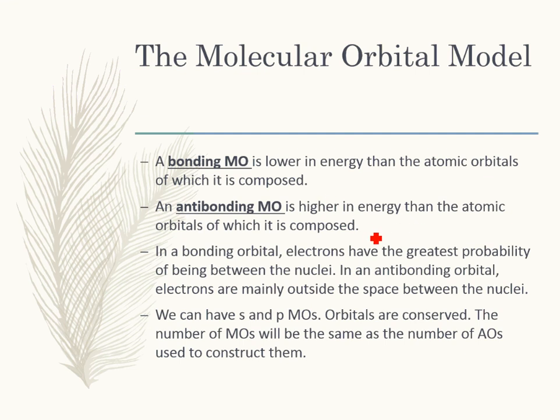In a bonding orbital, electrons have the greatest probability of being between nuclei. In an antibonding orbital, electrons are mainly outside the internuclear space. You can have S and P molecular orbitals. Orbitals are conserved. In other words, however many you've got in your atomic orbitals, that's how many you're going to have in molecular orbitals.